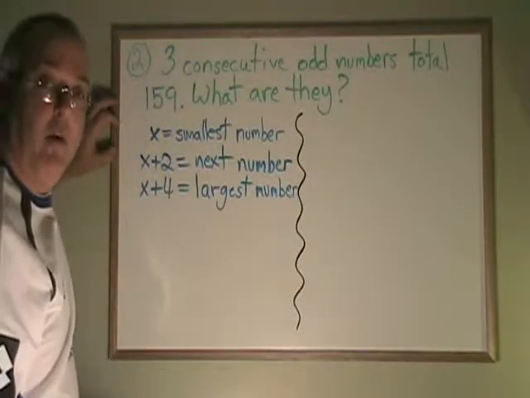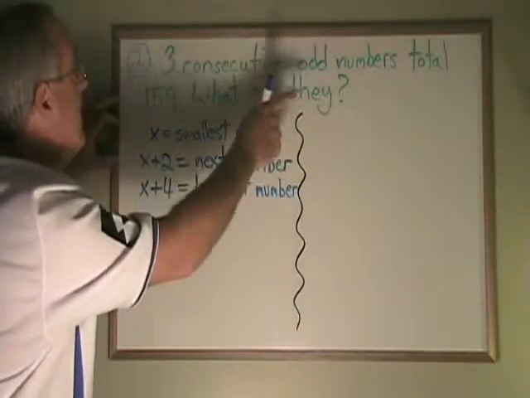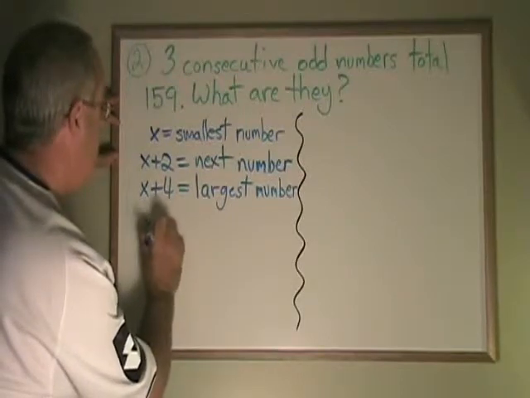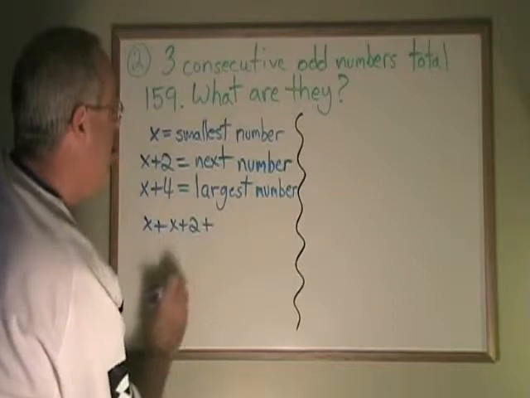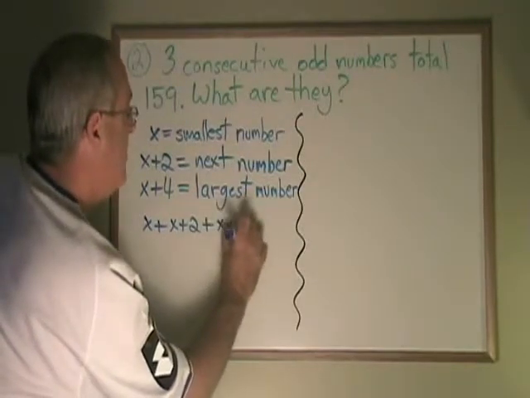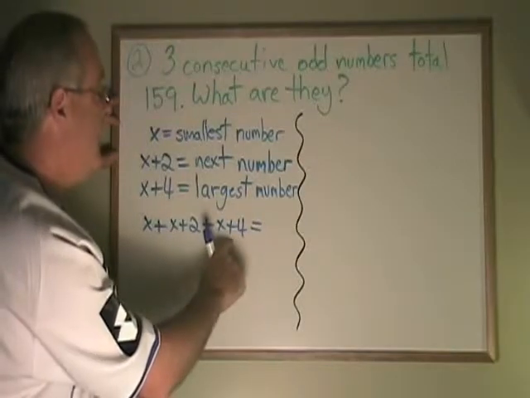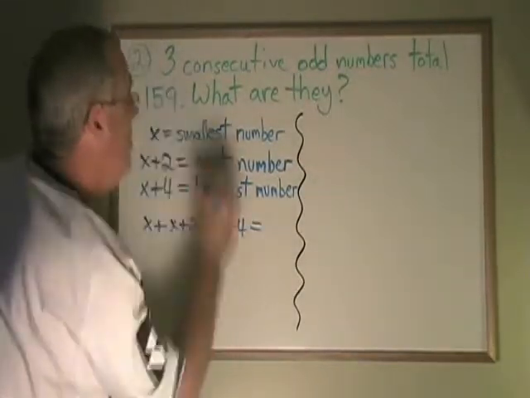Now I can make my equation. That's step 2 in our process. Totaling 159 means we're adding them together. So we take the smallest number, we add to it the next number, and we add to that the largest number, which is x plus 2 plus x plus 4 as I've defined them, equals the total 159.